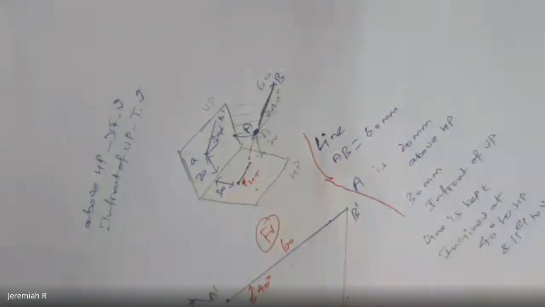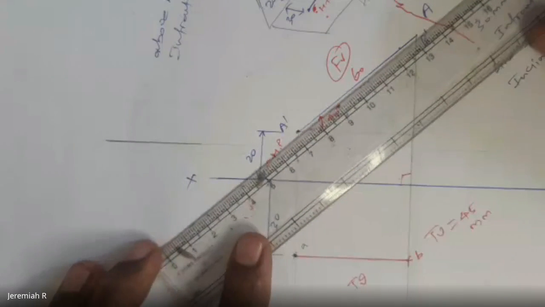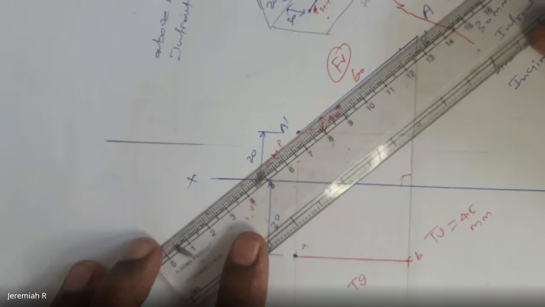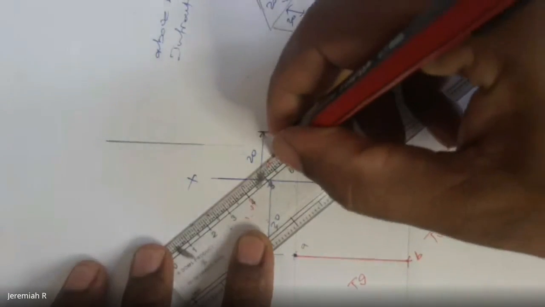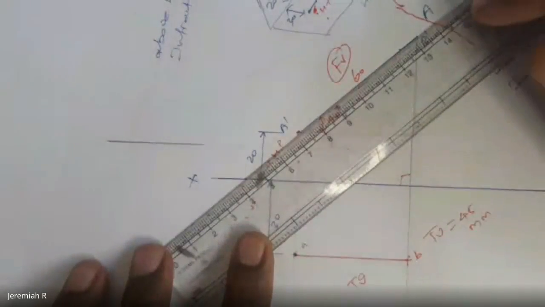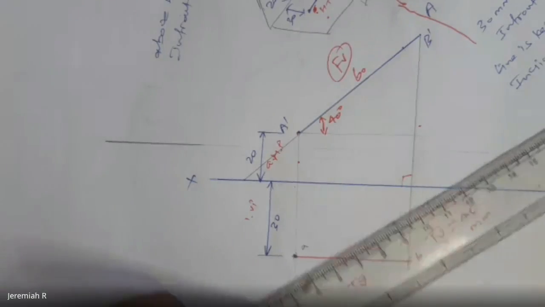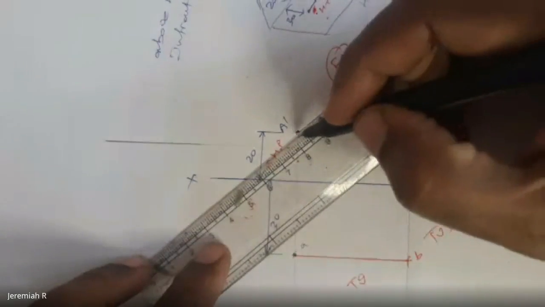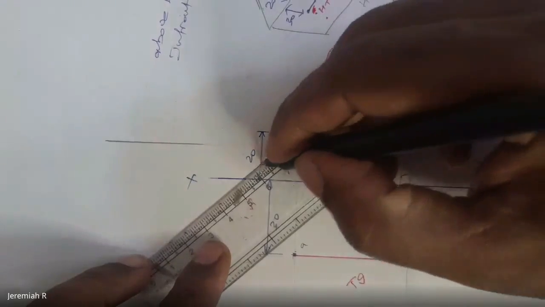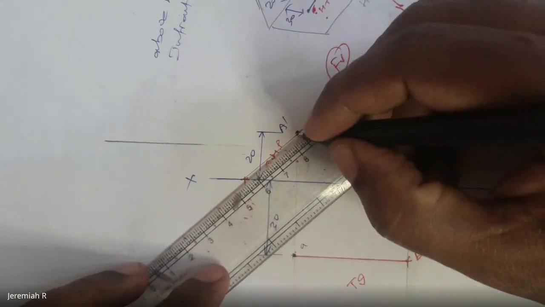You have to locate the horizontal trace. How to locate the horizontal trace: from this incline line, extend this line. That will touch somewhere on the XY line. When you extend this incline line, it will touch on the XY line. Okay, this and all should be very light.